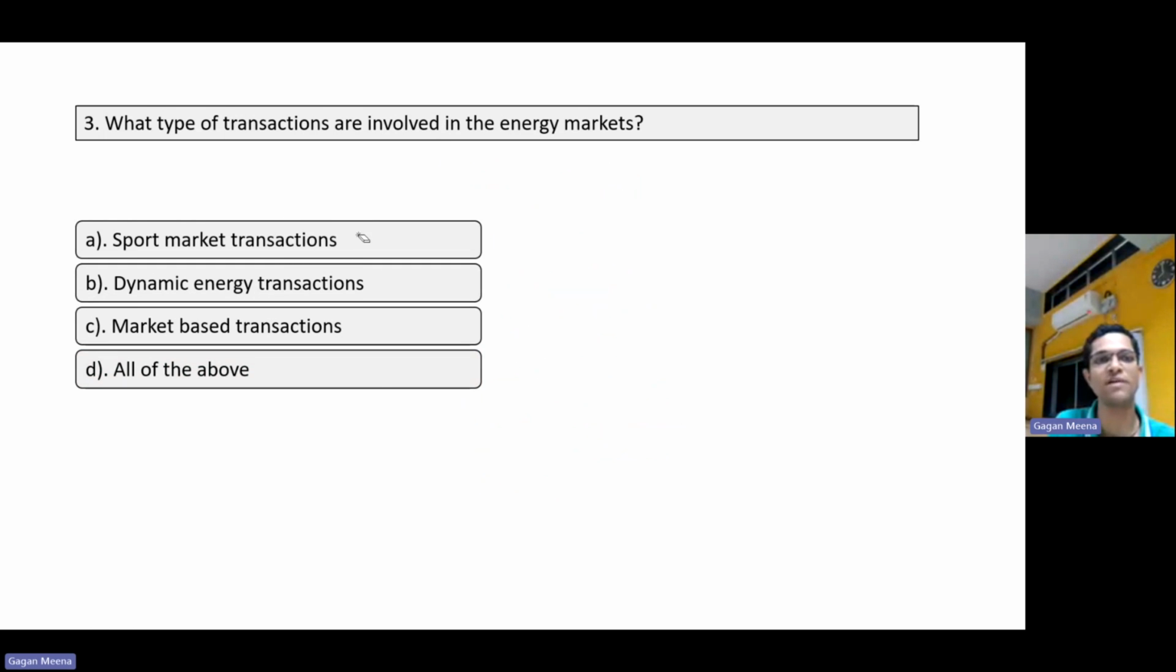Then what type of transaction are involved in energy market? We already saw energy markets. In energy market, we can have dynamic energy transactions, market-based transaction, and spot market transaction. So all of these are correct.